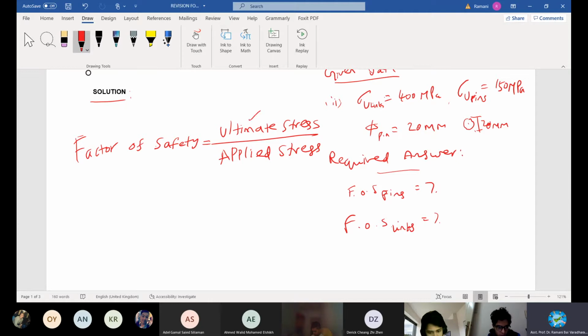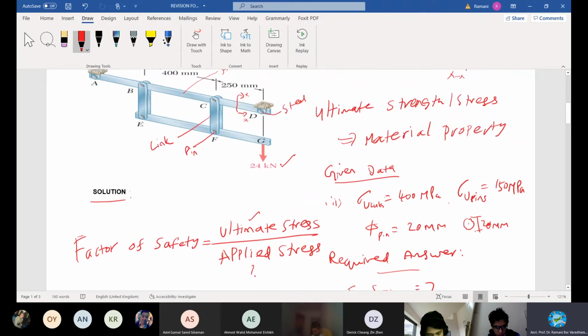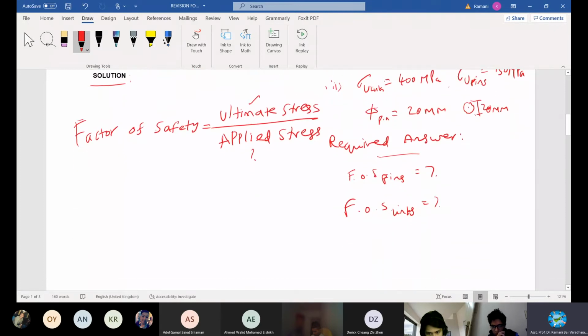So you are given this answer. You don't know this, right? What is the stress acting on this member? Because you are only given load. Stress needs to be calculated. Stress is load per unit area. So take the point of interest, calculate the stress, so that you can calculate the factor of safety, right? You don't know this, you don't know this, but this can be found from the given data, right?